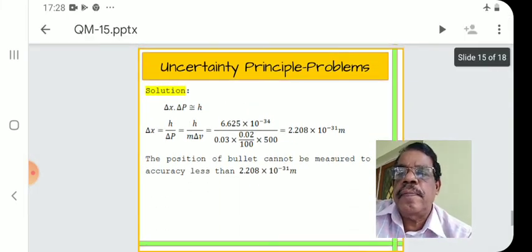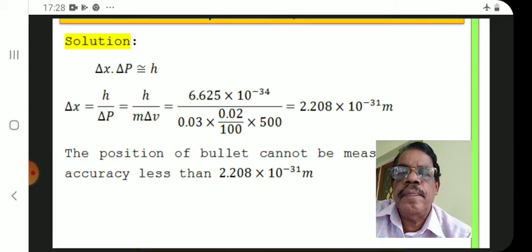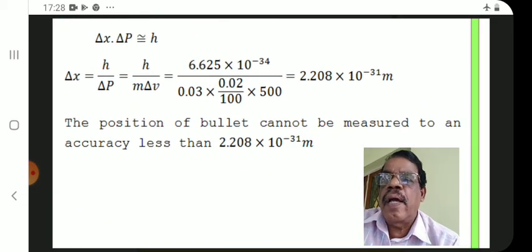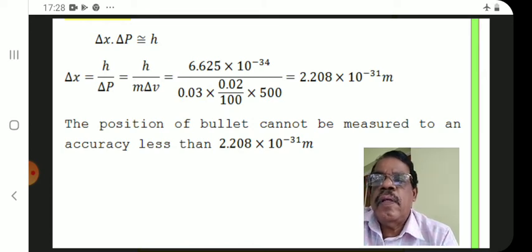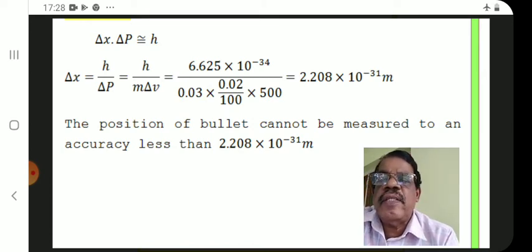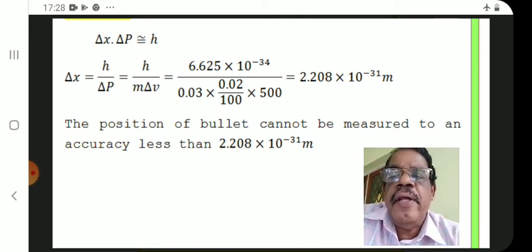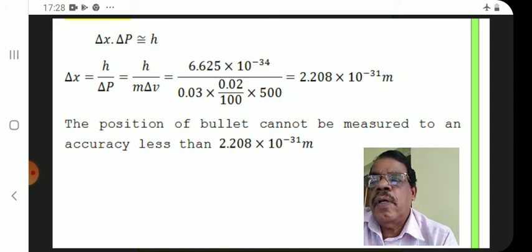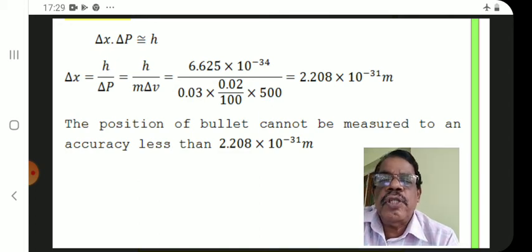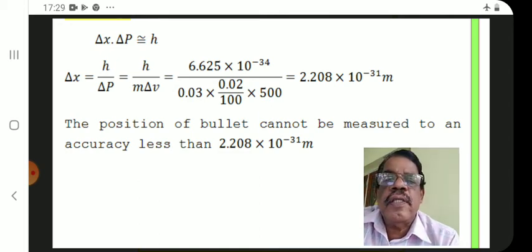You see the answer. Delta x into delta p is equal to h. Delta x equal to h by delta p, equal to h by m delta v, equal to 6.625 into 10 raised to minus 34 by 0.03 into 0.02 by 100 into 500. Here the percentage is converted into a number by dividing it by 100. This equals 2.208 into 10 raised to minus 31 meter. Delta x is 2.208 into 10 raised to minus 31 meter.